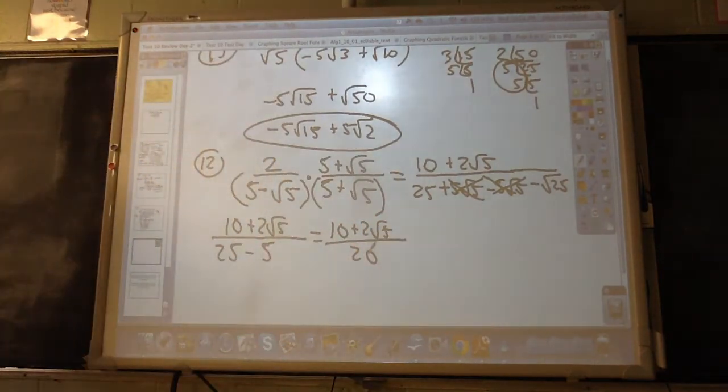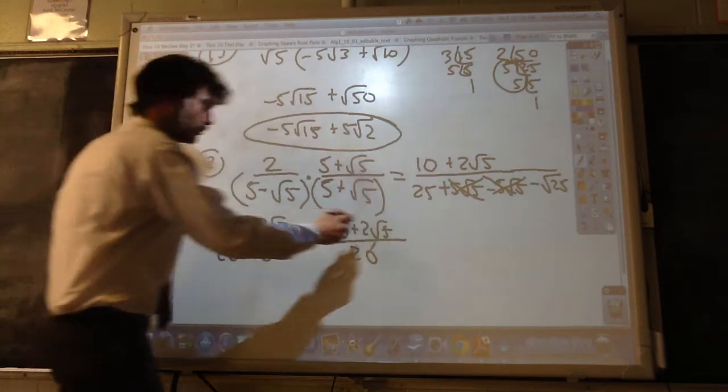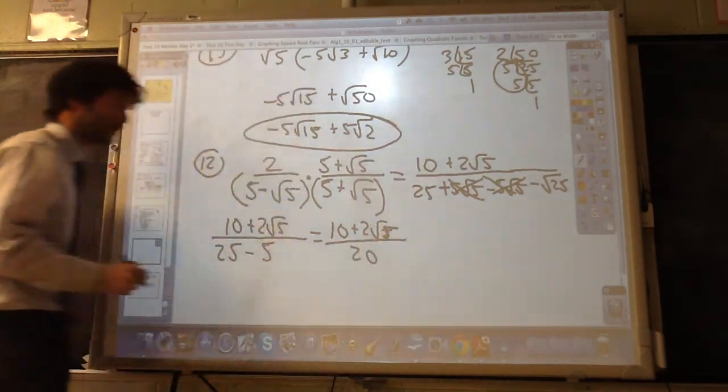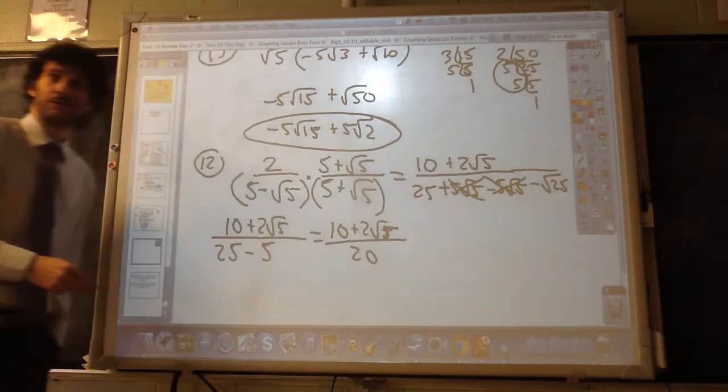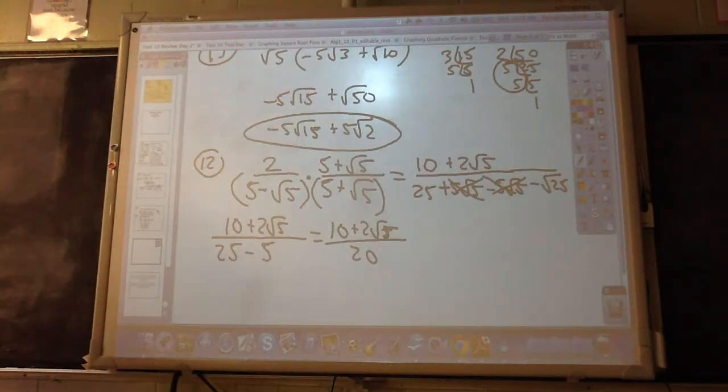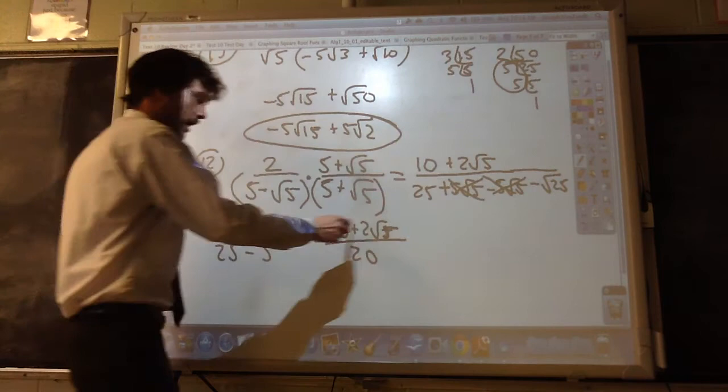Simplify the bottom, 25 minus 5 is 20. And then I can't forget the last step. This is the one, it's kind of new, and so some people are forgetting to do it. Remember, you have to check all your outside numbers and see if they're divisible by the same thing. Are they divisible by something? 2. So divide them all by 2.